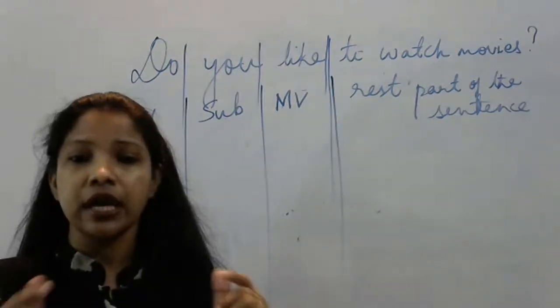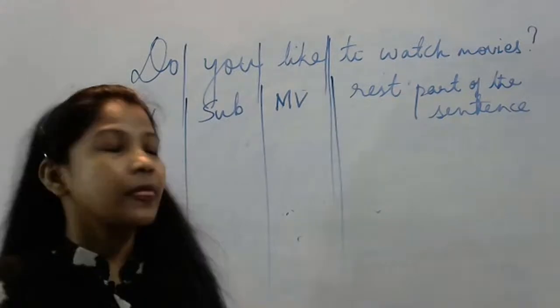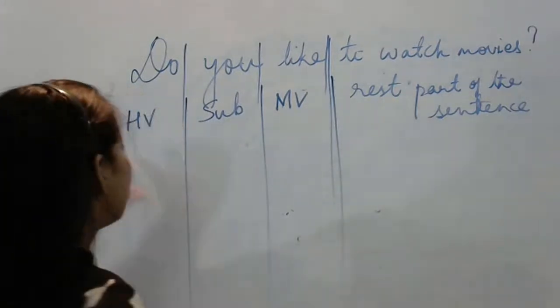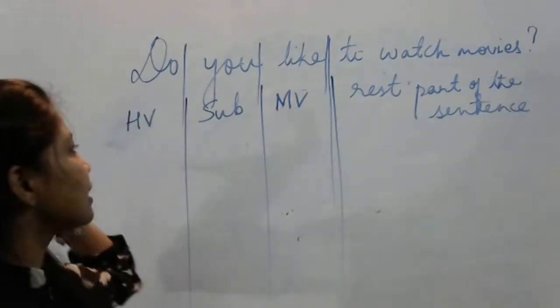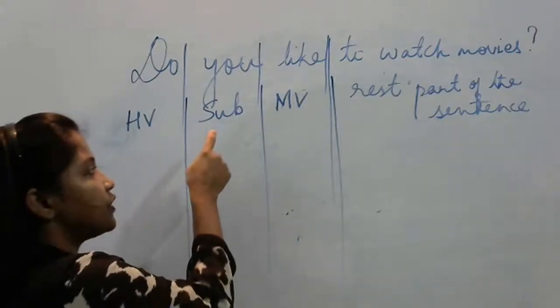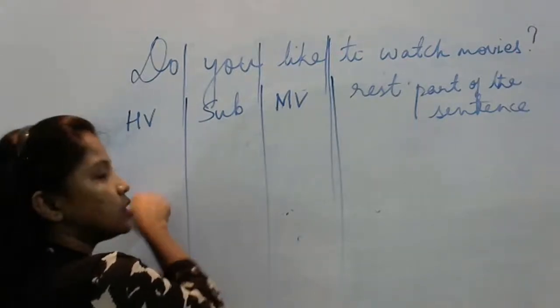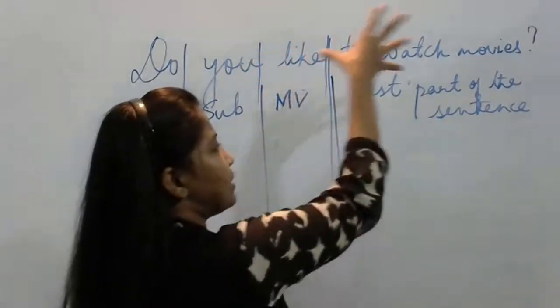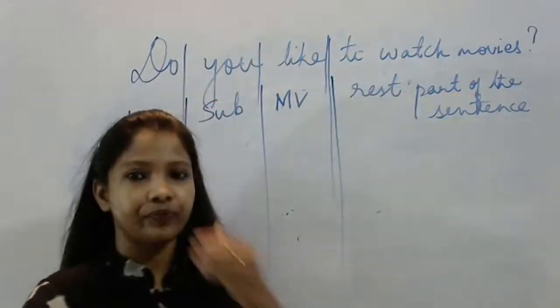It should be, do you have a book? So, framing a close-ended question in simple present, first is your helping verb, then comes your subject. Subject को depend करके आपका helping verb होगा. If subject is plural, helping verb is do. Subject is singular, helping verb is does. Then comes your main verb, and then comes your rest part of the sentence.